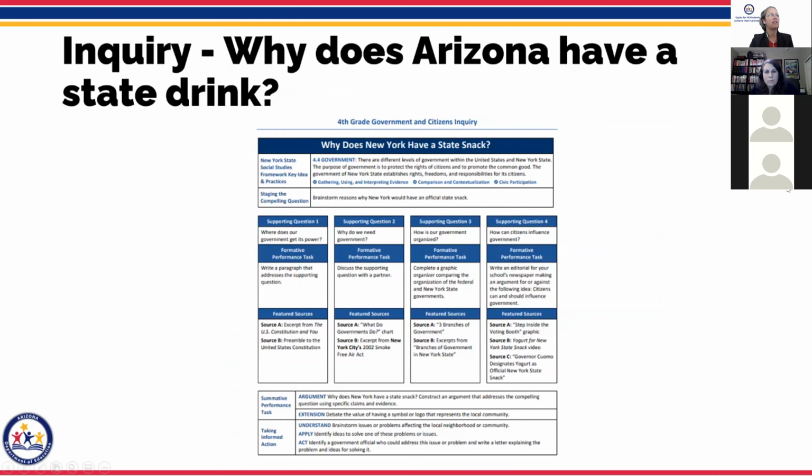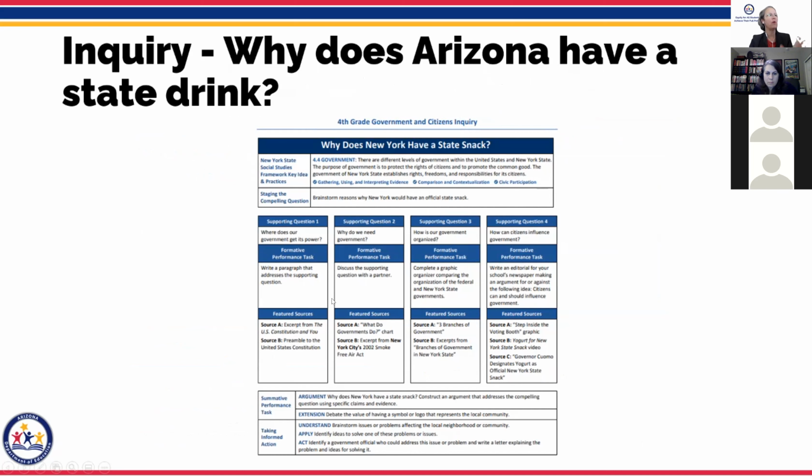And so, for example, I'm going to take you through this one here and show you. It's a New York one that started with, why does New York have a state snack? So I changed it to be 3rd grade, which, why does Arizona have a state drink? A couple of years ago, a student petitioned the legislature, and we now have an official state drink, which is lemonade for citrus. And so this is what the format looks like. And it starts always with an overarching brainstorming kind of question, which would be why, you start there staging the question.